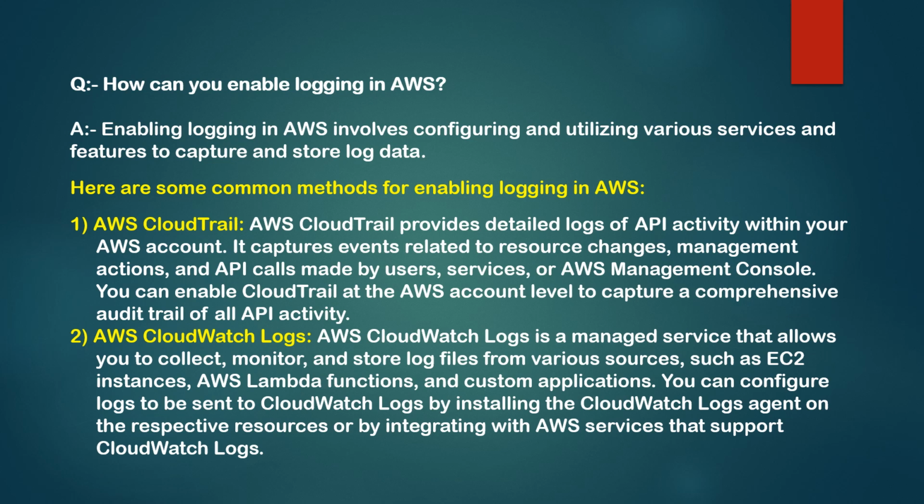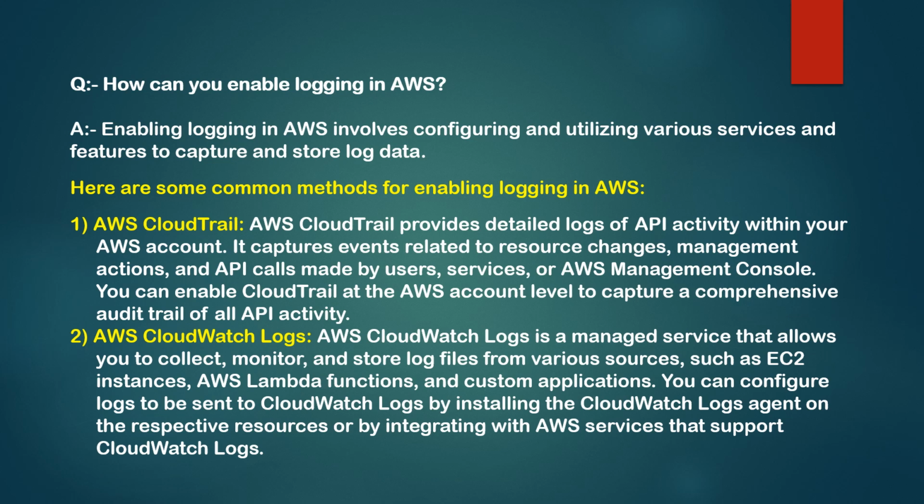Number 1. AWS CloudTrail. AWS CloudTrail provides detailed logs of API activities within your AWS account. It captures events related to resource changes, management actions, and API calls made by users, services, or the AWS Management Console. You can enable CloudTrail at the AWS account level to capture a comprehensive audit trail of all API activity.